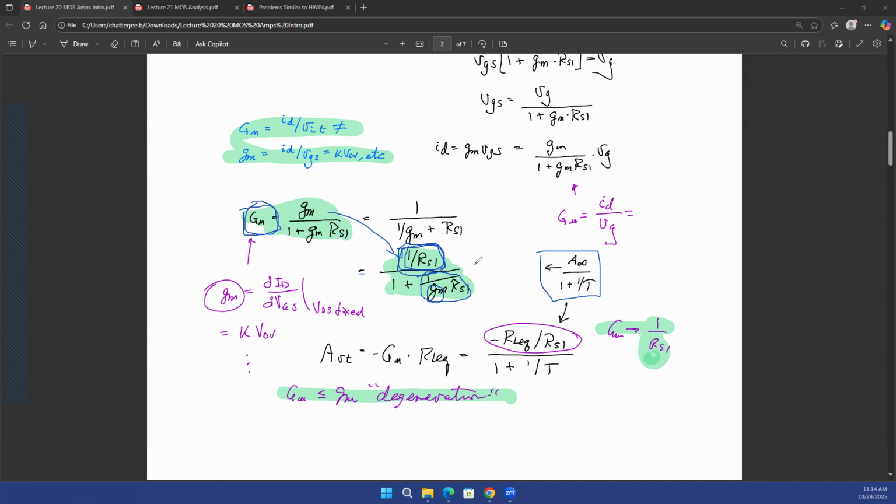So that's why I wanted to draw this analogy with A infinity divided by 1 plus 1 over T, because A infinity talked about the gain of the circuit when the op amp is ideal. Let's say it has infinite gain and infinite impedance. Question?